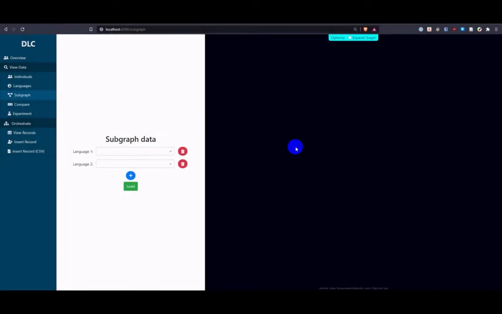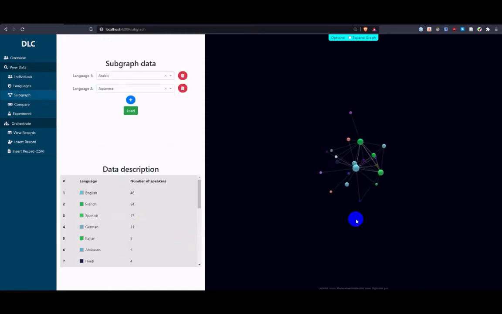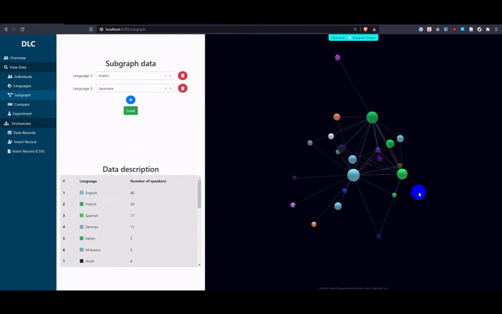Another ability we have is the ability to filter out certain elements based off of languages to constrain the data set. For example, if I were to take the Arabic language and Japanese and load the subset, this subset is relatively smaller than the previous one we saw. This helps us constrain our field of study.